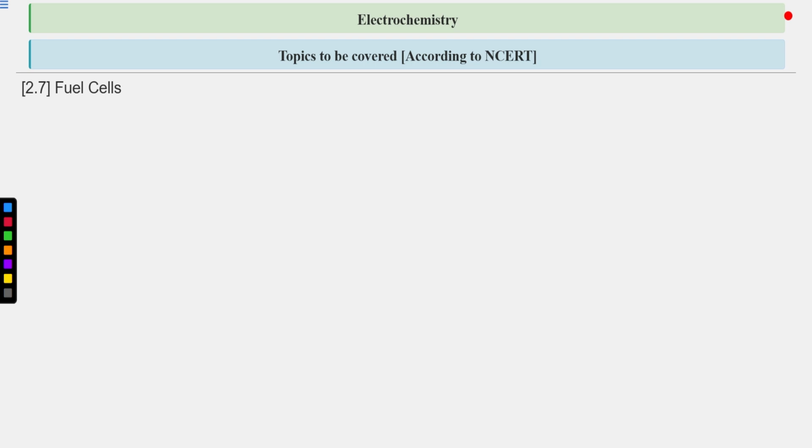So what are the topics which we are going to cover today according to the NCERT? First is section 2.7, which is fuel cells. In this, we will study first of all the structure of the fuel cell, that how we build the fuel cell, what is the structure. Then the cell reaction.